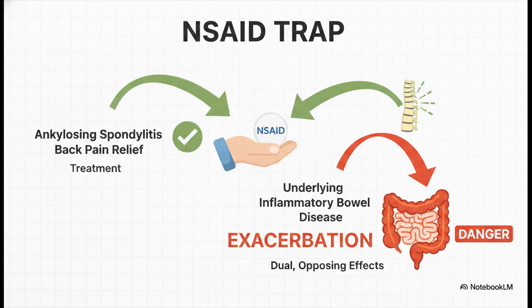There's another classic NSAID trap with seronegative spondyloarthritis. Imagine a young male with inflammatory back pain that actually gets better with exercise, but he also has a history of diarrhea. If you give him NSAIDs for the back pain, it will help his back, but it will trigger a dangerous exacerbation of his underlying inflammatory bowel disease.